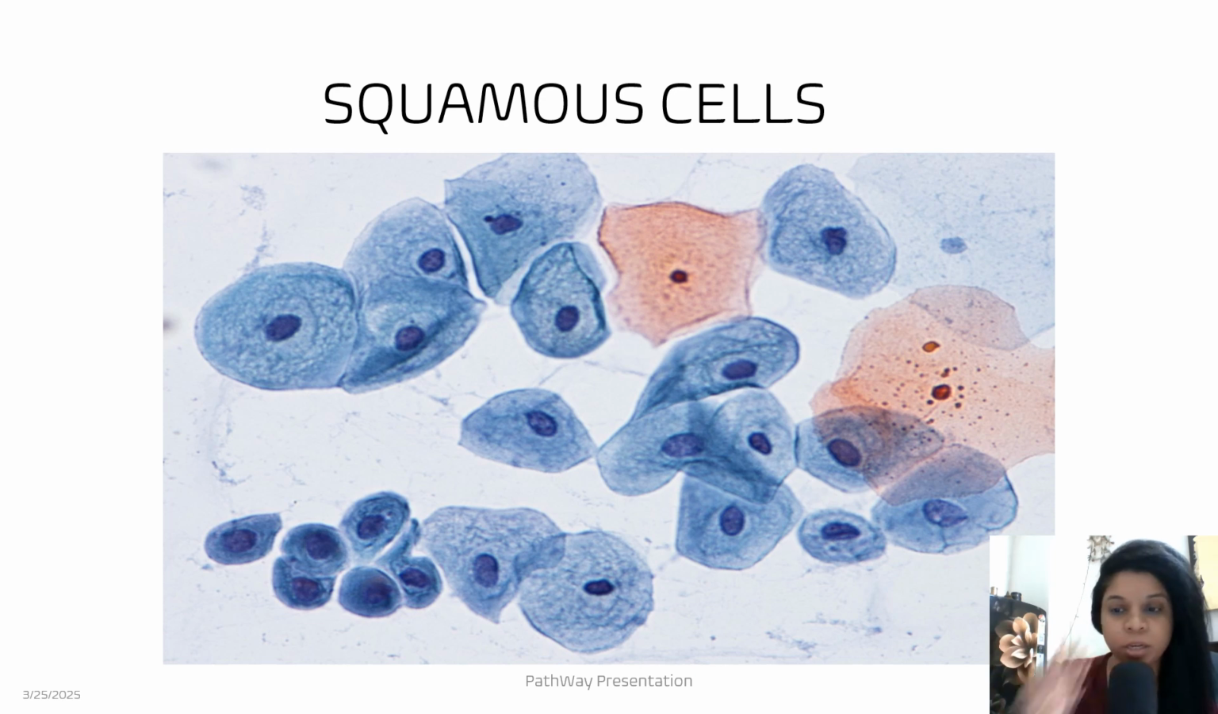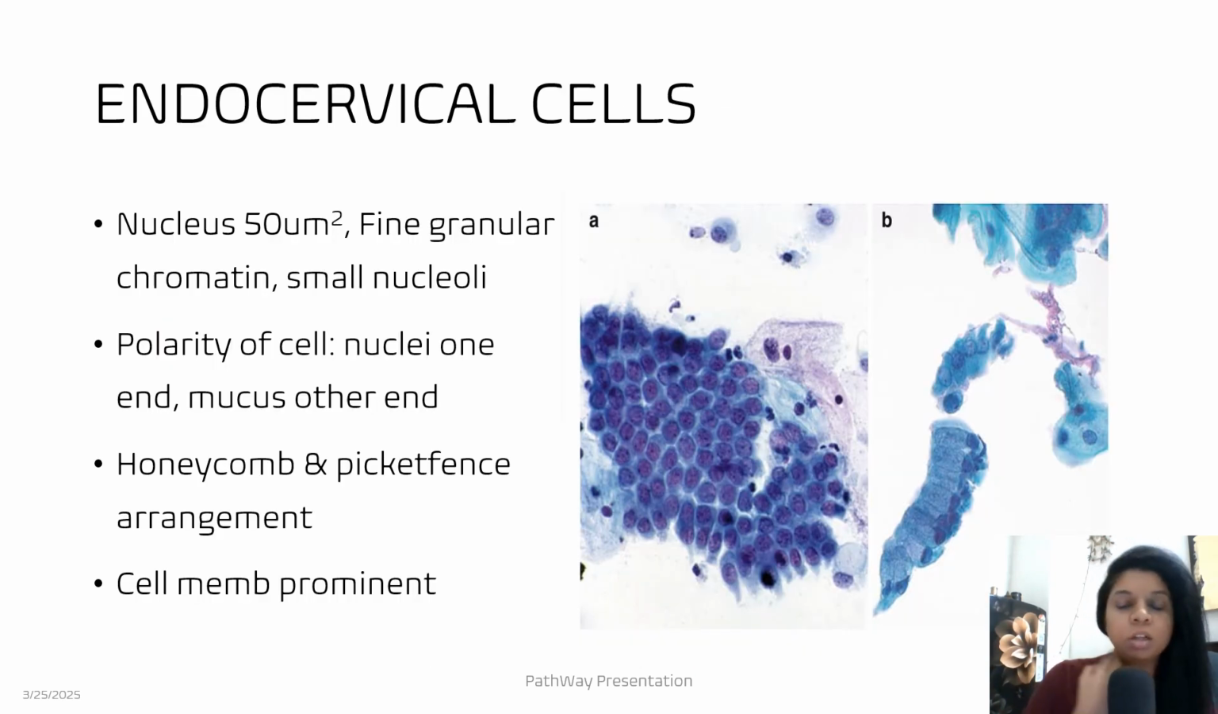That is either intermediate or parabasal. So now, how are endocervical cells seen? Endocervical cells can be seen in classically two appearances, that is honeycomb pattern or a picket fence appearance. As you can see in the honeycomb appearance, the nucleus is very round to oval, and the prominent thing is the cell membrane. If you see in the slides, it is very prominent, and it gives a honeycomb pattern.